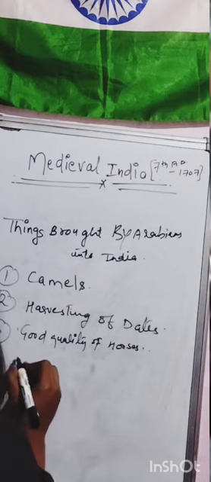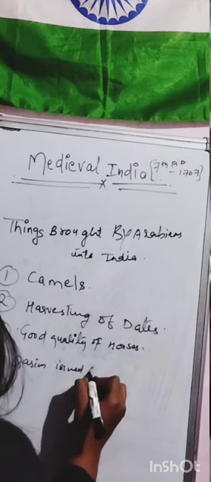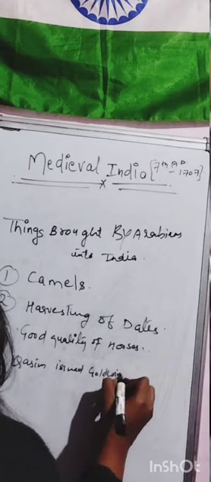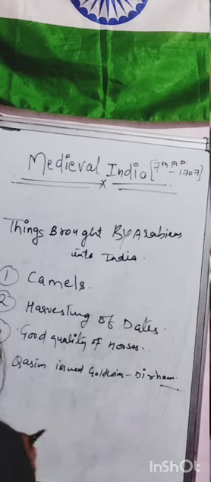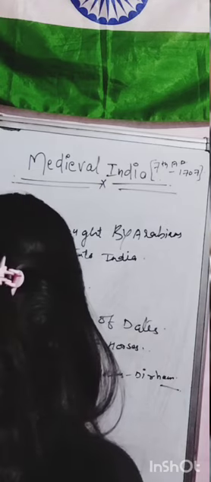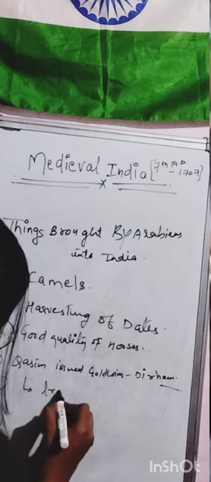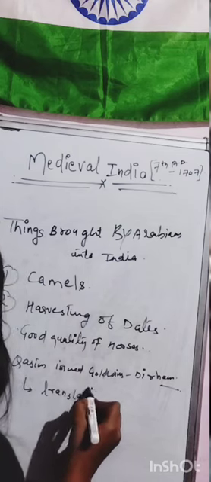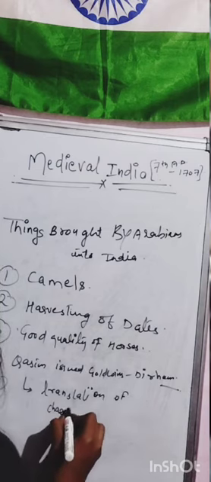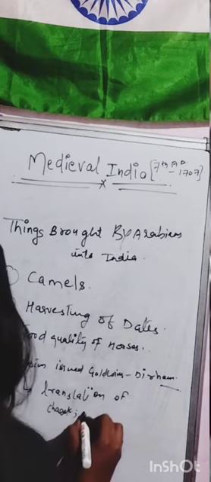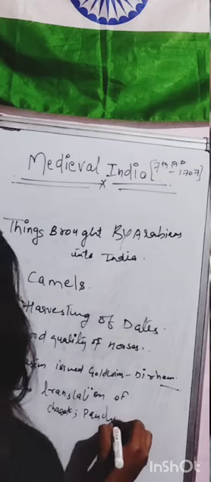Muhammad bin Qasim also issued gold coins. They were called dirham. Muhammad bin Qasim also had translations made of Charak, which is India's most famous book, and the Panchatantra, written by Vishnu Sharma.